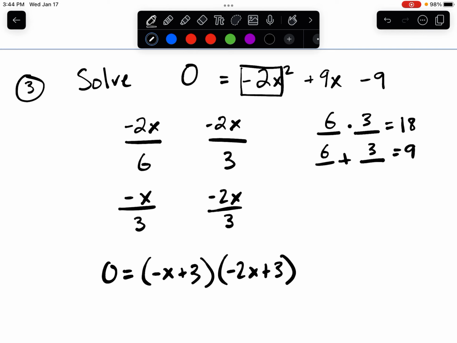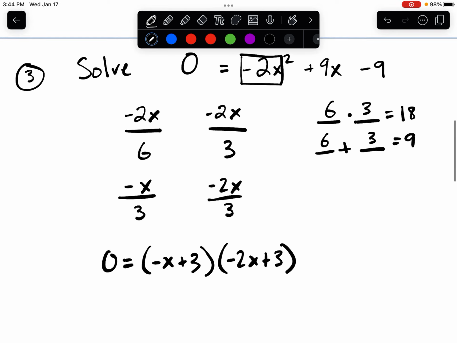All right, and you might be looking at this, you may be saying, well, wait a minute, if I were to distribute everything, -x times -2x is +2x, but we want it to be a -2x. But what we're not remembering is that, remember, if I set this equal to 0, it's essentially the same thing as if I divide everything by -1. And so you're basically just changing all the signs.